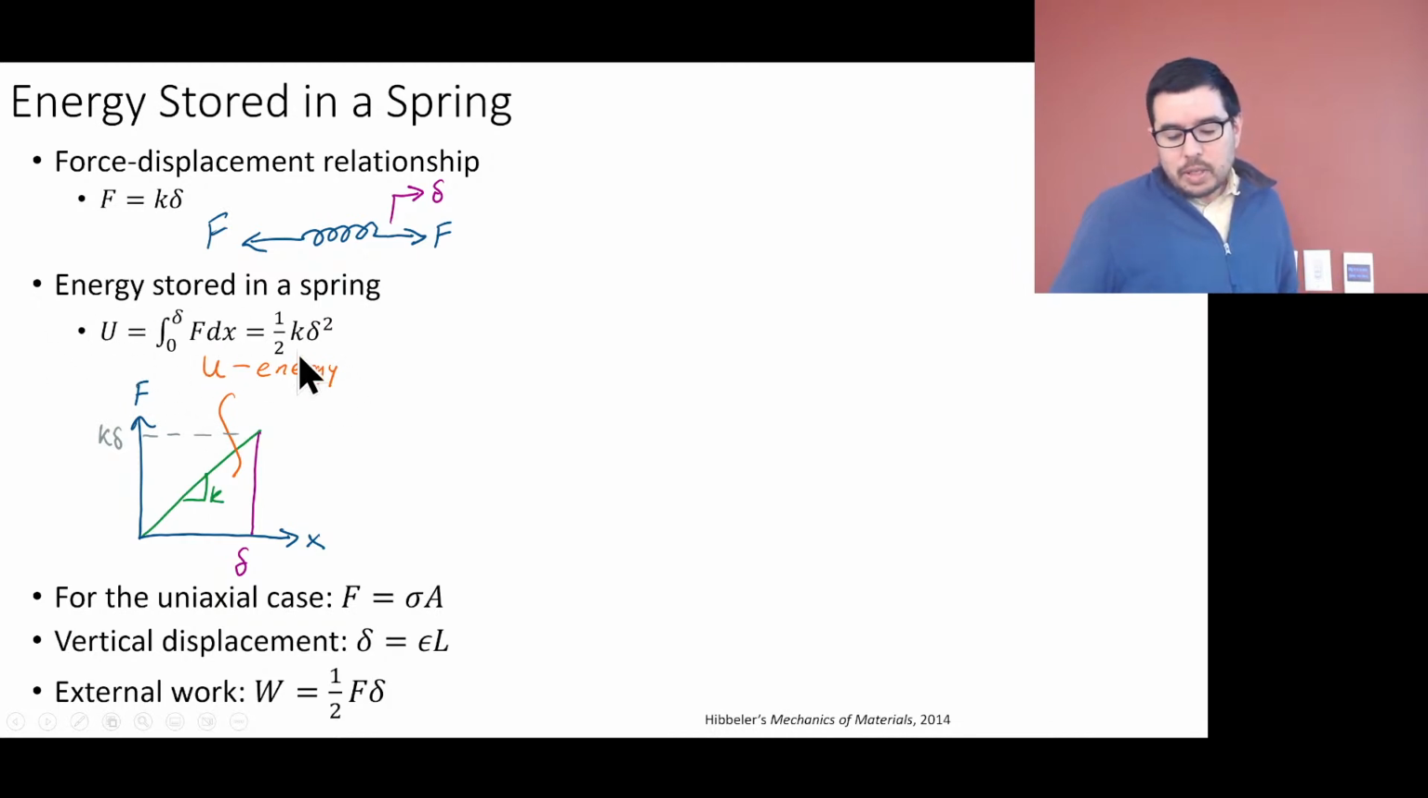What's the energy stored in a spring? Well, you remember you can integrate under the curve, and that comes out to be 1/2 K delta squared for a linearly elastic spring. Another way is to think, it's a triangle, so it's 1/2 times base times height. So you could also think, I have K delta here, and I have delta, and it's 1/2 times the product of those two.